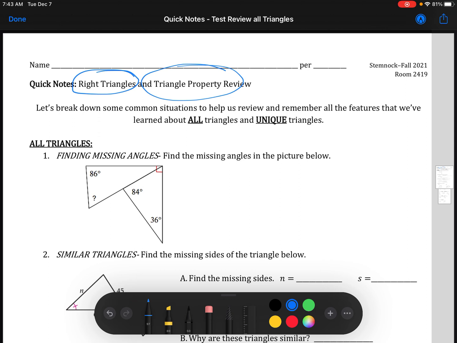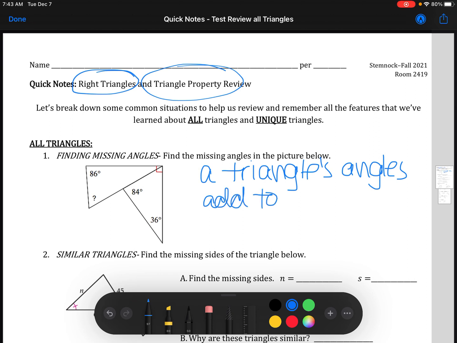So looking at the first one, problem 1, finding missing angles. Inside of a triangle, the angles add to 180. So let's just start with the triangle on the right, that's got the 36, the 84, and that missing piece. That missing piece is going to help us in a second. If a triangle has to add to 180, we're going to add 84 and 36 together. 84 plus 36 is 120. If I did 180 minus 120, we are left with 60 degrees.